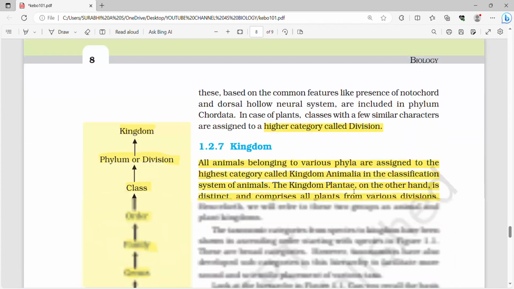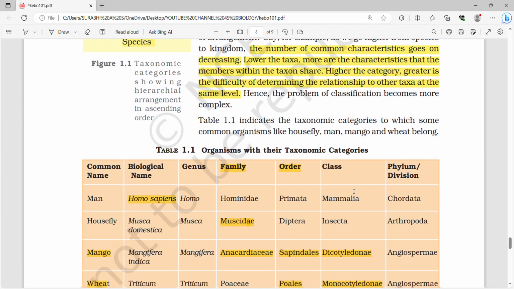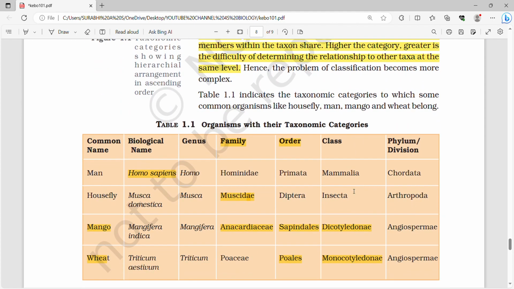I have tried to cover all the very important points and the PYQs and the most probable questions which can be expected from this chapter.